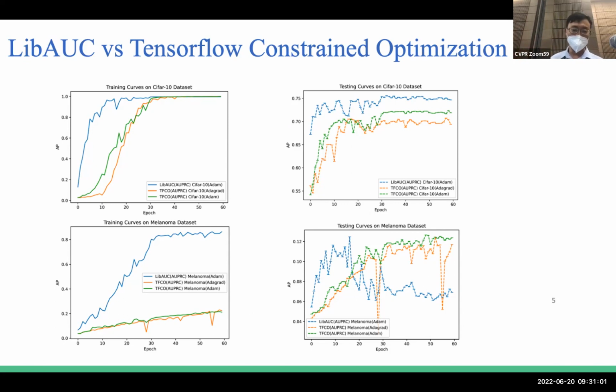On the melanoma dataset, somehow we could not make the TensorFlow constrained optimization work. On the training data it does not work very well, while we converge to a much better solution. On the testing data, we also converge quickly to a good solution. But eventually, because training performance is so good, we overfit the training data, so the testing performance eventually becomes worse. However, we can select a good model by early stopping.